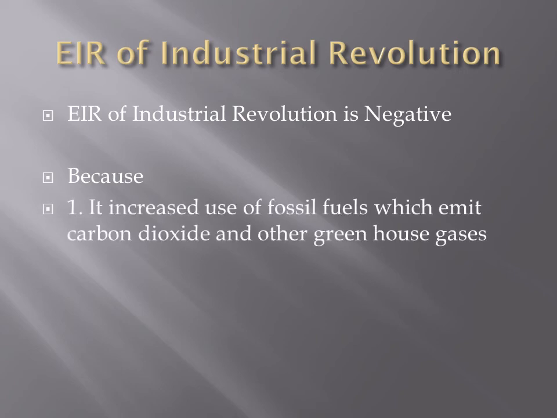The first reason is, as we mentioned earlier, that when it started, it increased the use of fossil fuels, and whenever fossil fuels are used, they emit carbon dioxide and other greenhouse gases like nitrogen oxides, other oxides of nitrogen, and even methane. These gases harm the environment in a very bad way. So the industrial revolution put a negative impact on the environment. That's why we can say the EIR of the industrial revolution is negative.